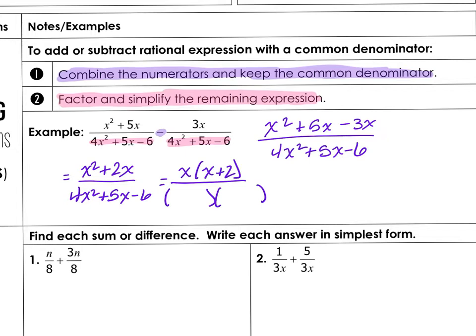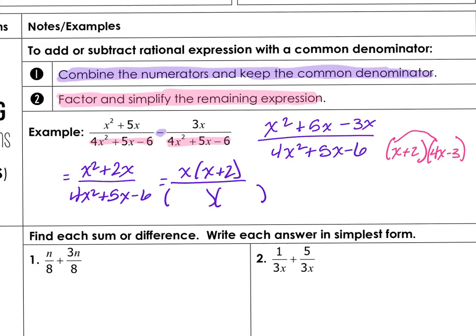So I'm going to come over here in a different color, and let's see if we can make that assumption. If I assume that one of them is going to be x plus 2, that means x times what gives me 4x squared? Well, that would be 4x. And 2 times what gives me negative 6? Well, that would be negative 3. So let's see if that works.